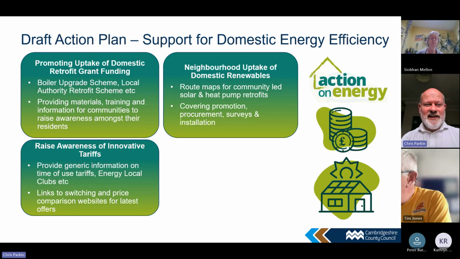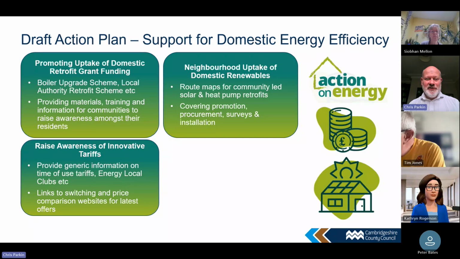This is obviously a very fast moving area with lots of different offers from lots of different providers, and obviously the council's not in the business of promoting specific providers, so for the detail we would be providing links to comparison and switching websites rather than attempting to reproduce the information that they already provide.